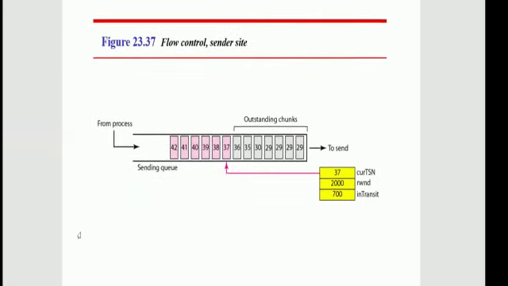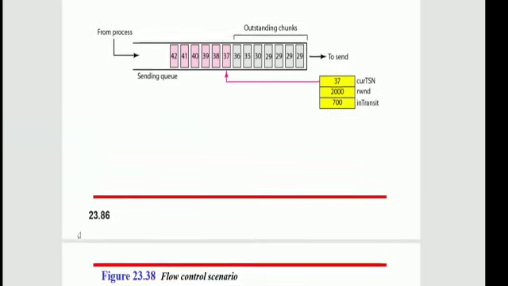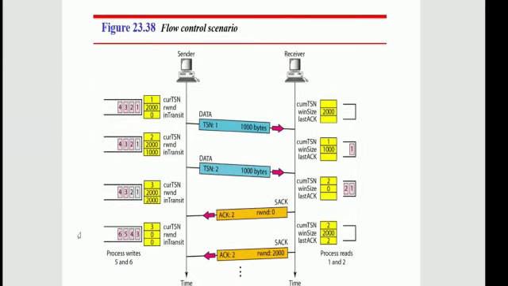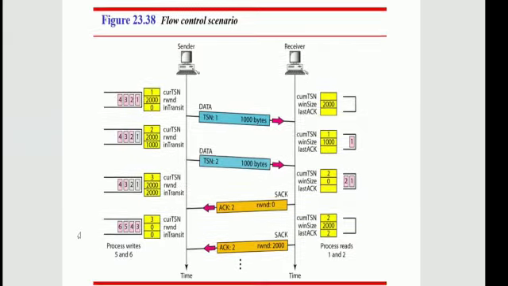It is the flow control at the sender side. The sender has three variables, curTSN, rwnd, and inTransit, and one queue buffer as shown in the given figure. The buffer carries the chunks generated by the process which are ready to be sent. Now we will see how the flow control scenario is displayed.